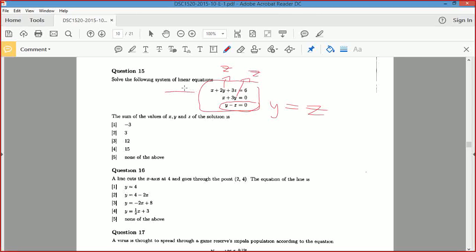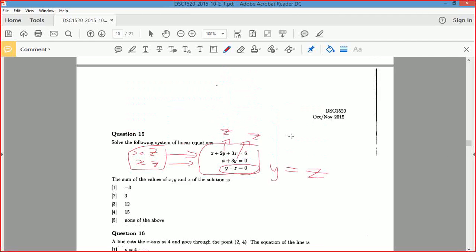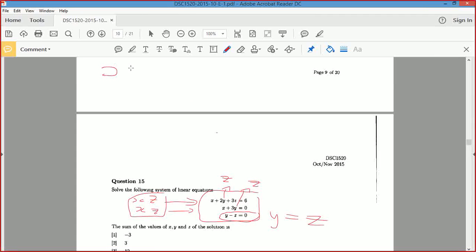Okay, so then in this equation and that equation, you'll only have x and z. Now you look at those 2 equations and you solve for x and z. Okay, that should work. Try. So it's going to be x plus 2z plus 3z equals 6. Then it's going to be x plus 3z equals 0. Then y minus 0 equals 0.